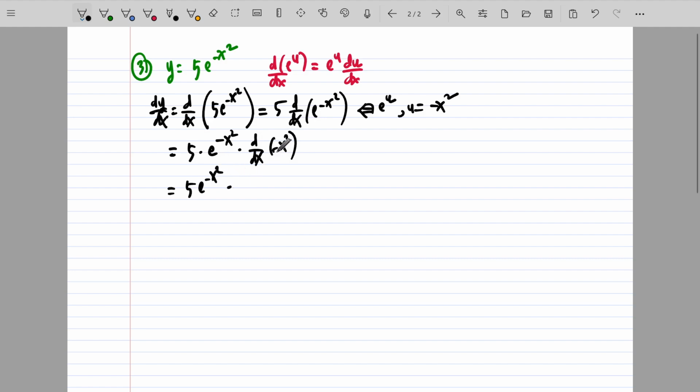Ayan, ano yung derivative ng x squared? So 2x. So this is negative 2x. Okay, multiply negative 2x by 5 is negative 10x e raised to negative x squared. So, yan yung ating dy dx. Alright? Okay, next number, 4.